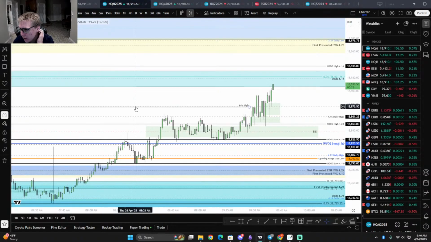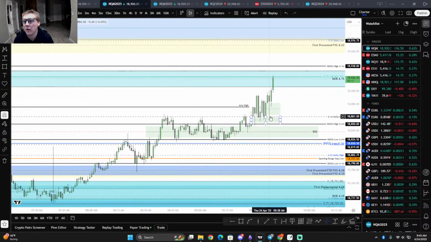Still no first presented fair value gap. Still no first, even on ES, no first presented fair value gap at all. Nice, midnight opening range hit. The equilibrium of that range.